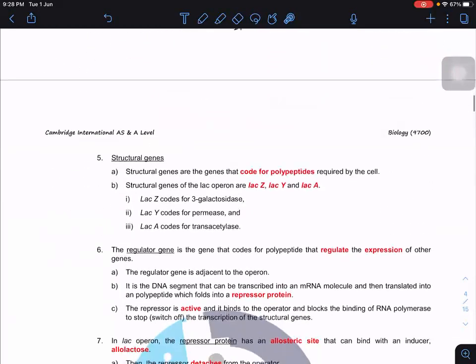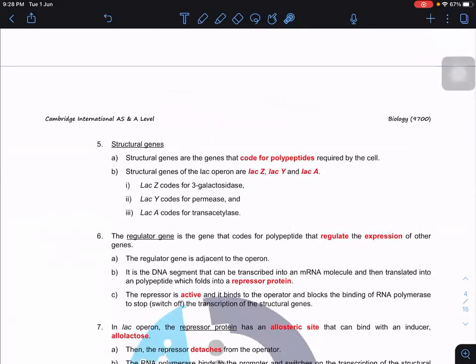Structural genes here, for the Lac Operon, code for polypeptides required by the cells. So consider the 3: Lac Z, Lac Y, and Lac A. You need to remember the names because they have come out in past papers. Lac Z, this is my mistake, codes for beta galactosidase, not 3. Lac Y codes for permease, and Lac A codes for transacetylase. So those are the 3 genes.